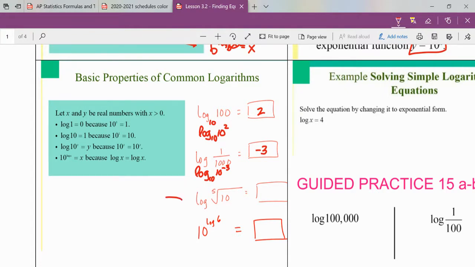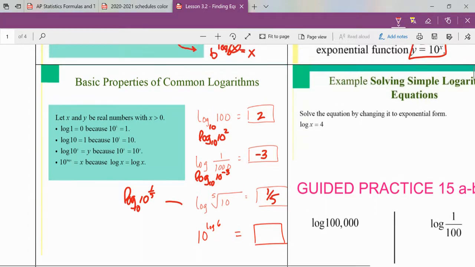Do the same thing here with this one. Again, realizing that radicals can be written as rational exponents. I'd write this as log base 10 of 10 to the number on the inside goes on top, number on the hook goes on the bottom. So it'd be 10 to the 1/5. So my answer here is just 1/5.